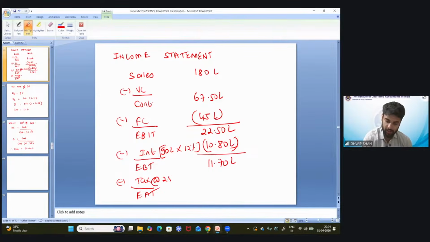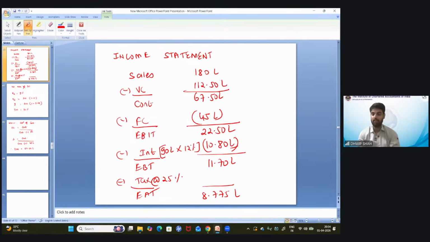Tax is at 25%, so 8.775 lakh is my EAT. And the balancing figure would be my variable cost: 180 minus 67.5, 112.5 lakh is my variable cost. Followed everyone? The income statement is made. Once the income statement is made, the job is easy for you.